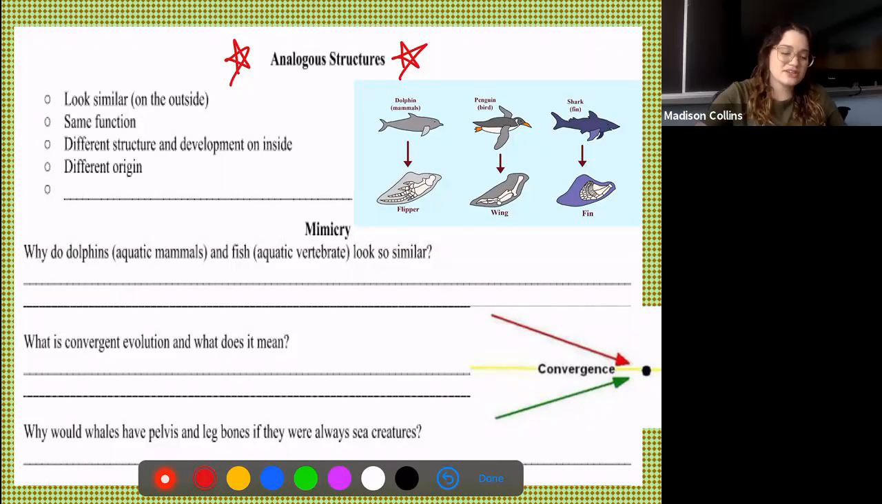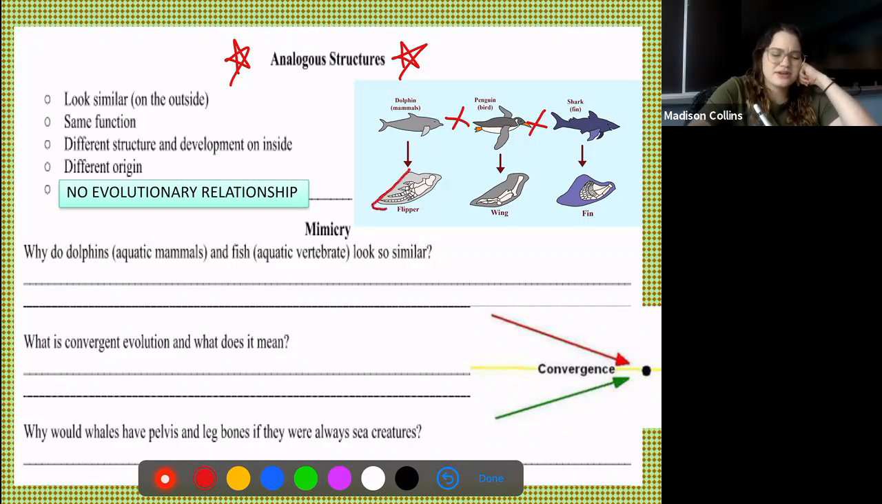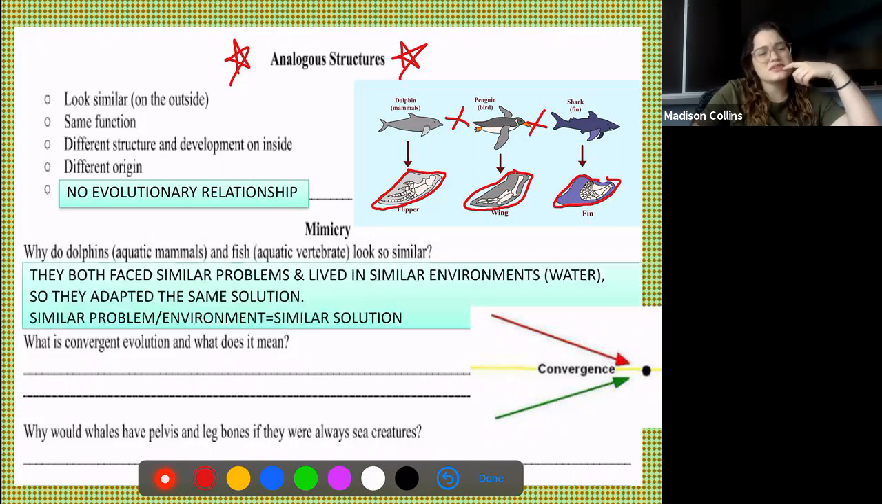So these analogous structures actually don't have any evolutionary relationship. So dolphins are not related to penguins, penguins are not related to sharks. They don't share a common ancestor, but they have similar structures. So how did this come to be? Why do dolphins, aquatic mammals, and fish, or sharks, look so similar? Well, it's because they all faced similar problems and lived in similar environments, right?